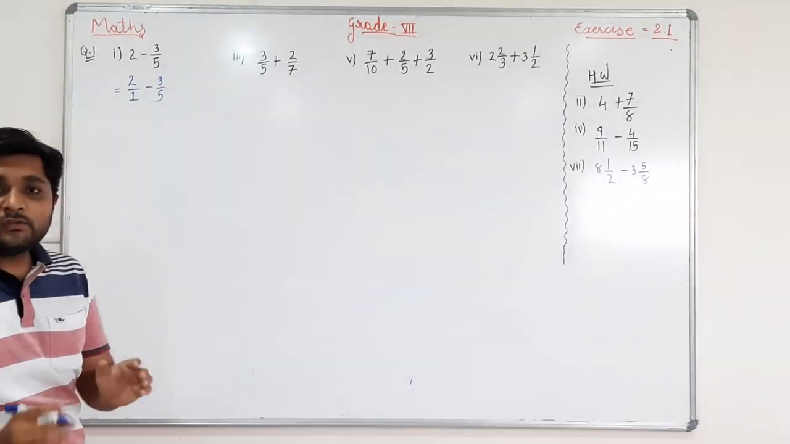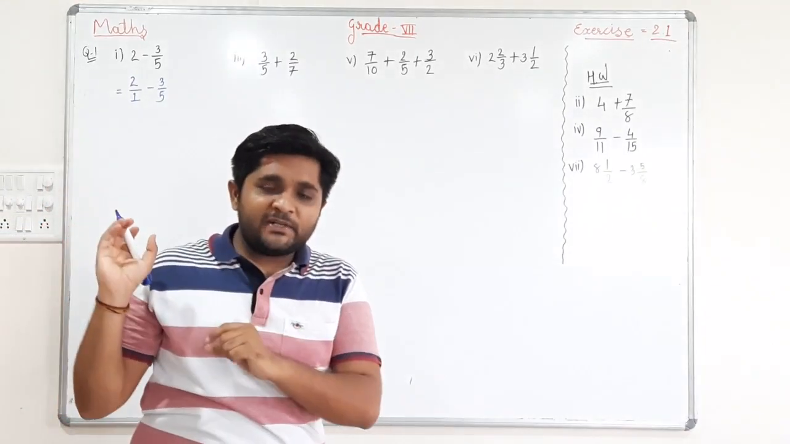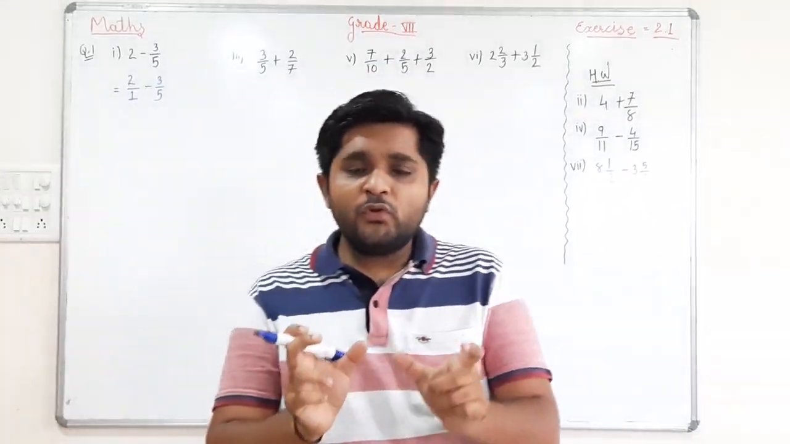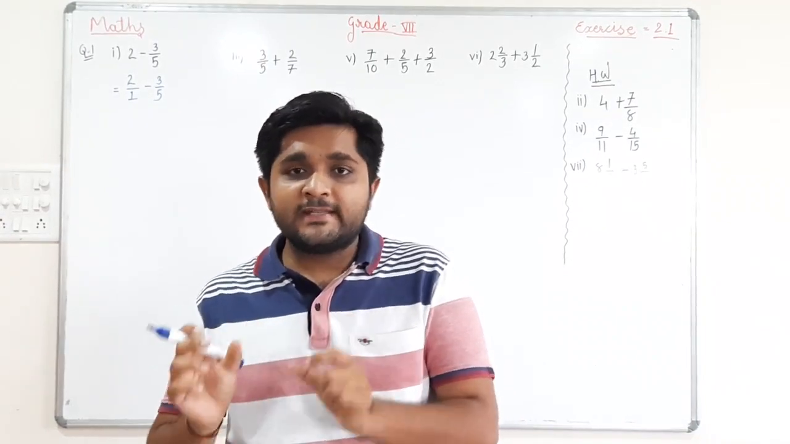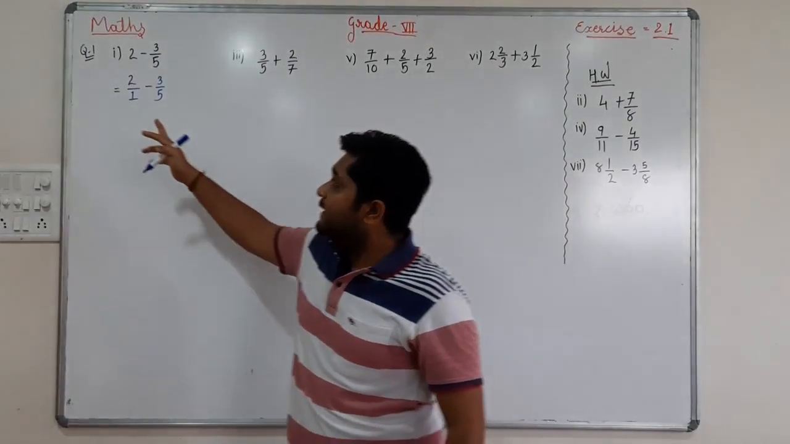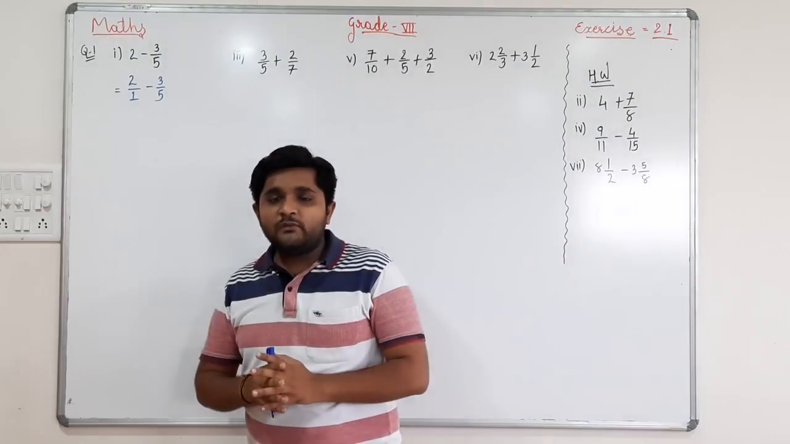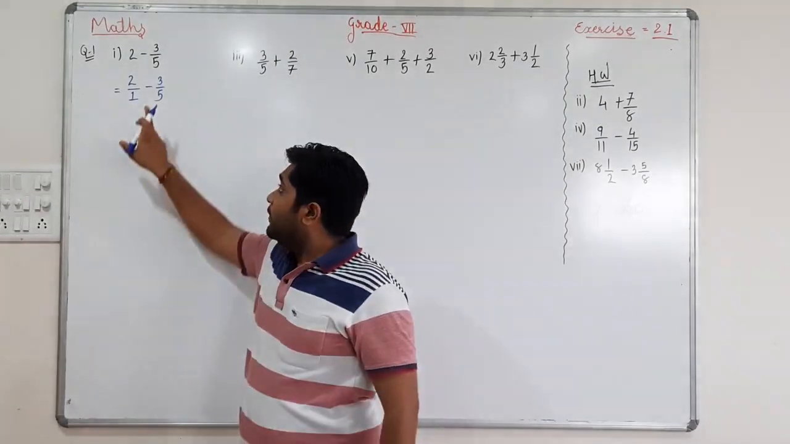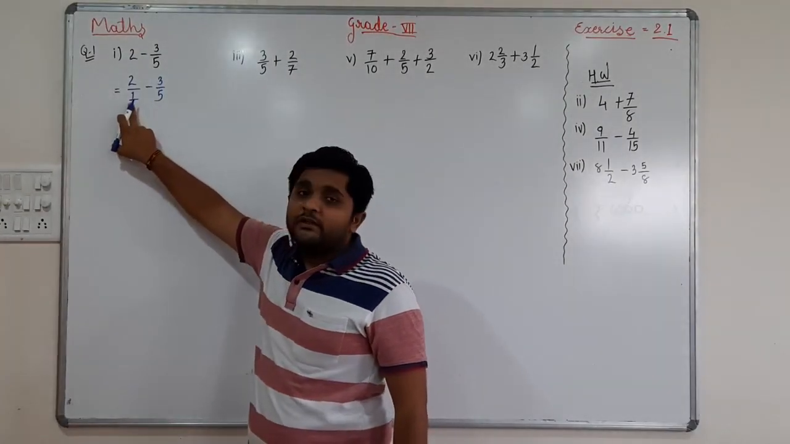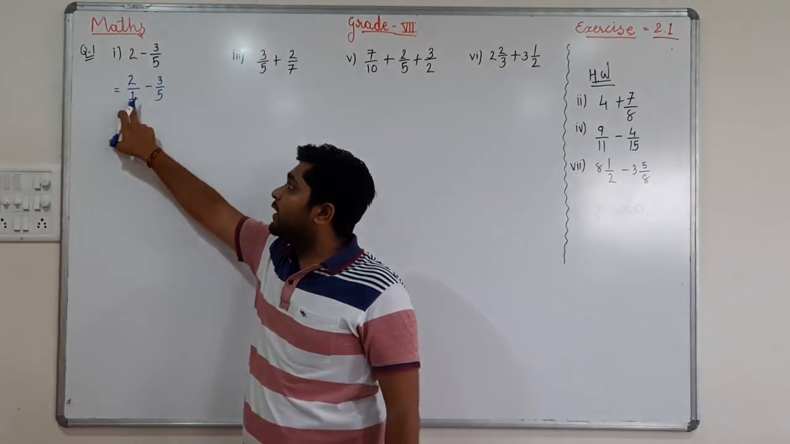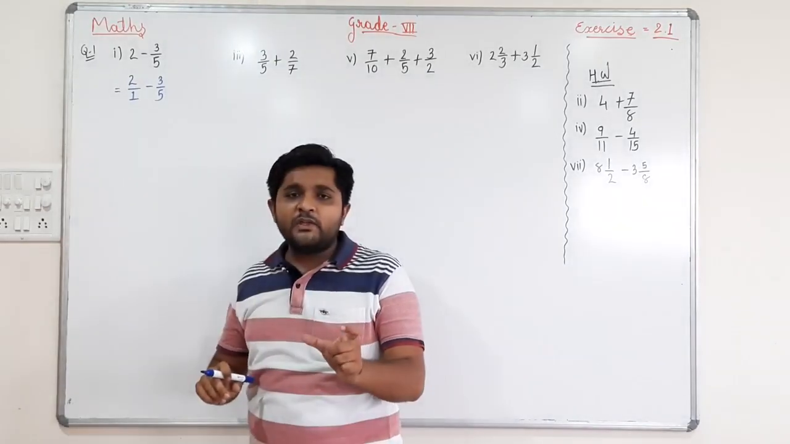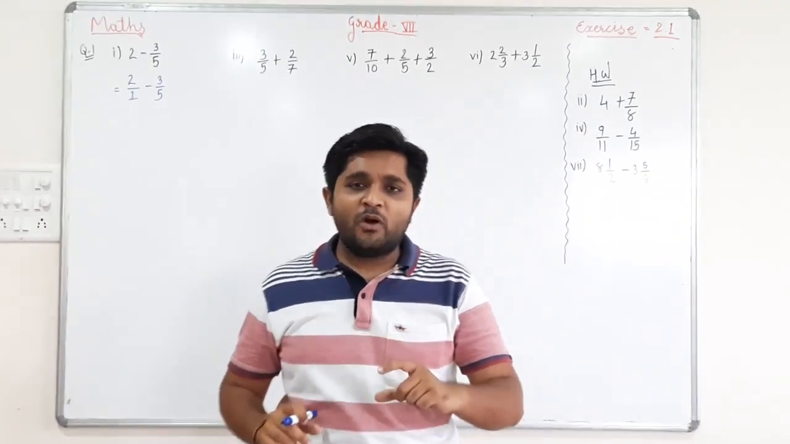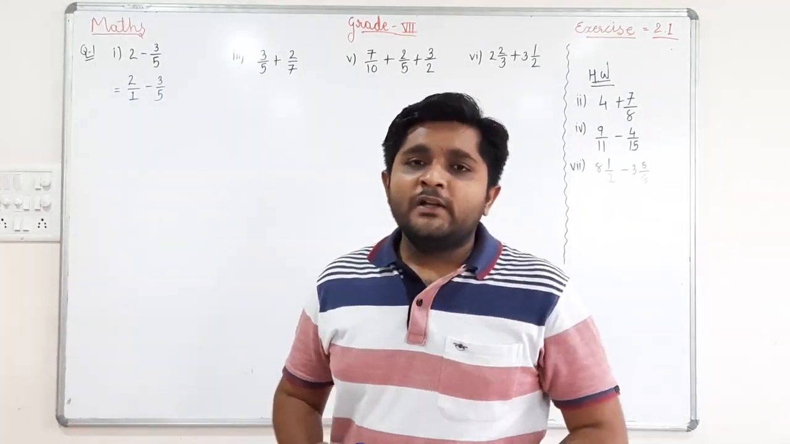Now, if we want to solve this subtraction, we want both the denominators to be the same. So let me make both the denominators the same. The 1 and 5. 5 is there, so here also we want 5. So multiply this 1 by 5. Whatever we are doing with the denominator, the same operation we have to do with the numerator.